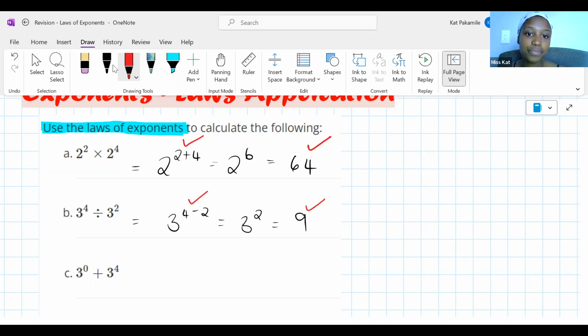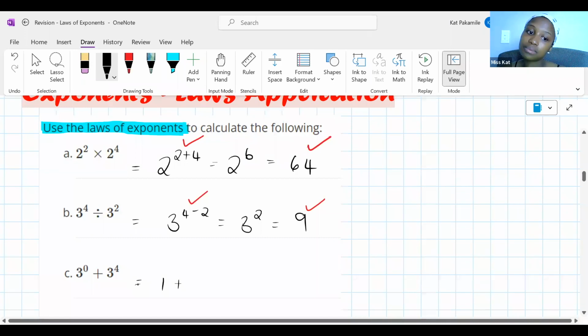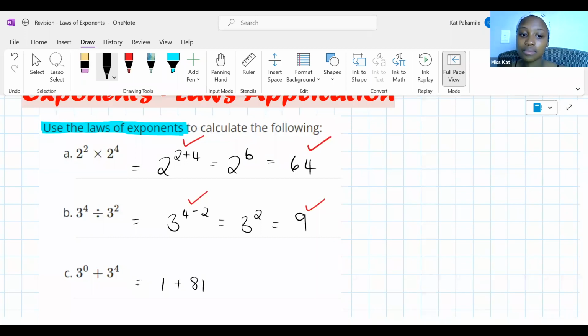Okay, let's see C. Is anyone doing C with me? Everyone just vanished. We had so many hands and then poof, gone. Amashe is still here. Amashe. Ma'am, we can first say 3 to the power of 0 is 1. 3 to the power of 4 is 81. And my final answer is 82. Thank you very much, Amashe. Beautifully done.